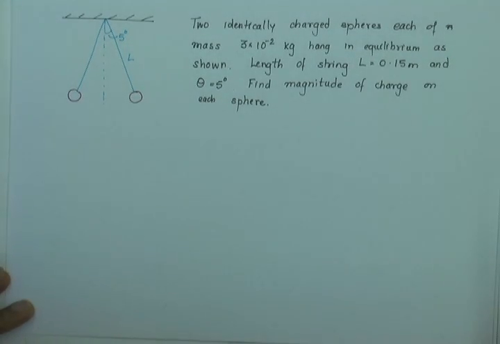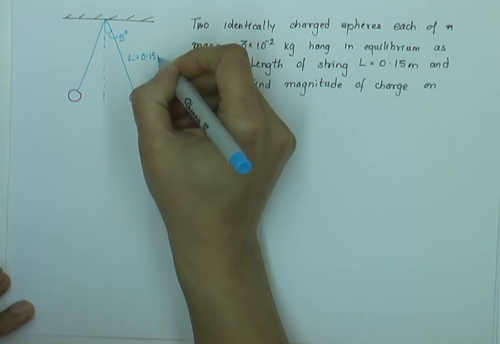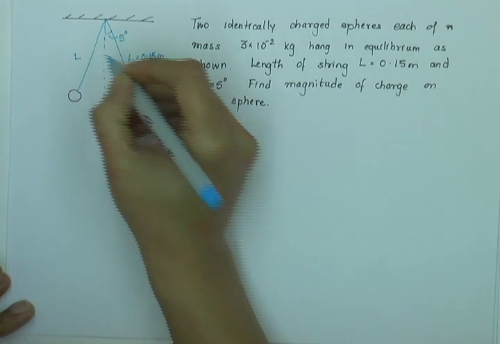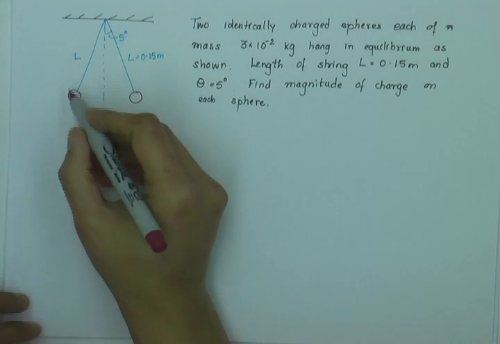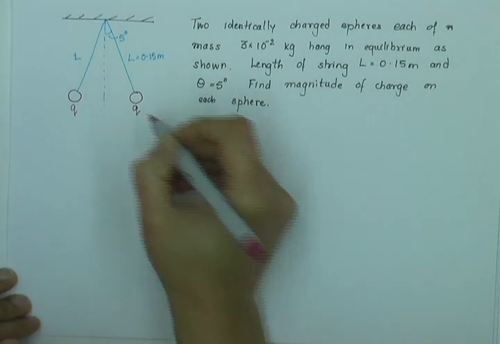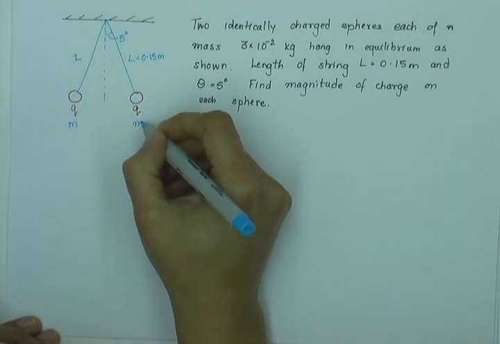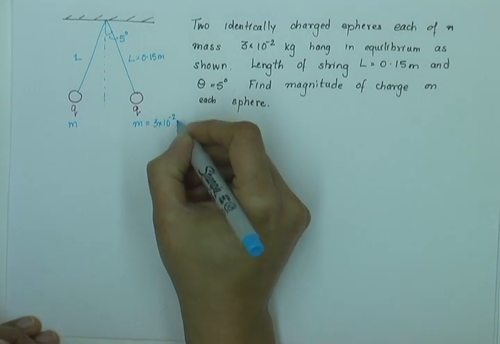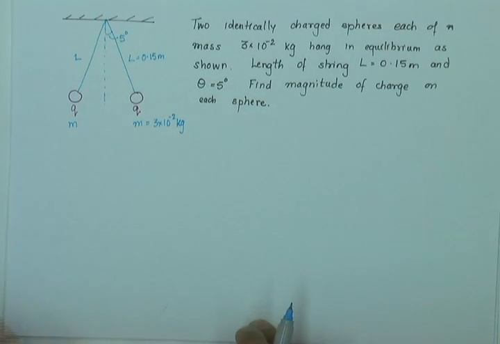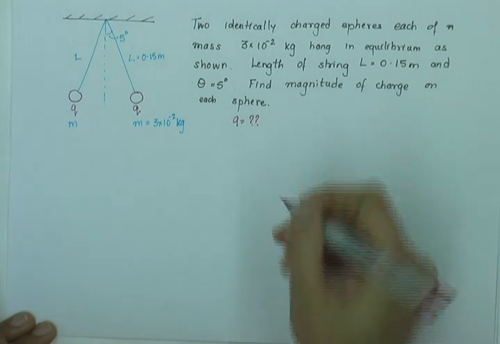So let us first complete our figure, and what we have is L is 0.15 meters, right? Both of these is L. The two spheres are identically charged, so let me think that the charge on them is Q and the mass of each sphere is M, and M is given to me as 3 into 10 raised to minus 2 kilogram. And what I want to find out here is the magnitude of charge on each sphere. So I need to find out what my Q is.